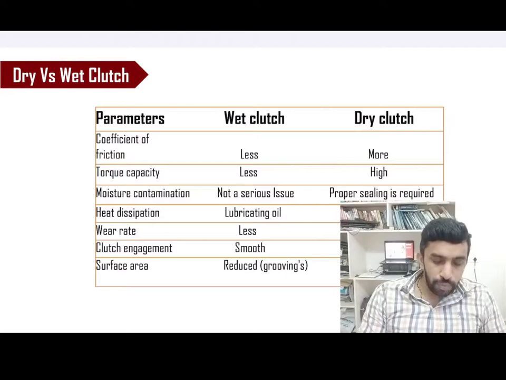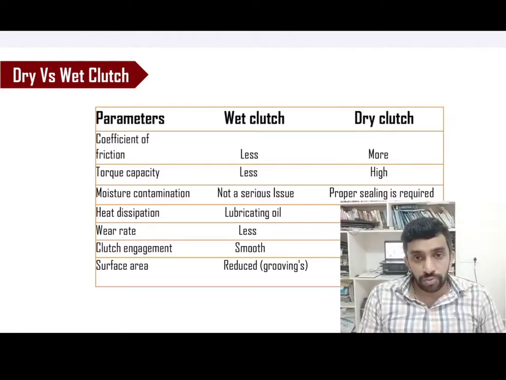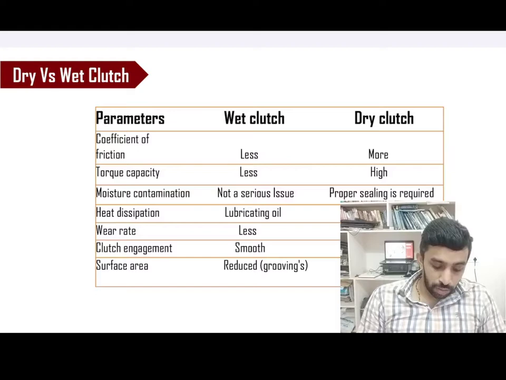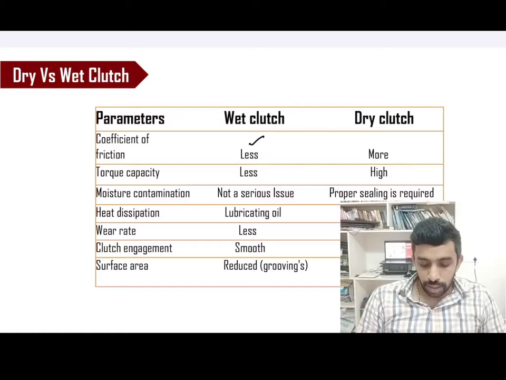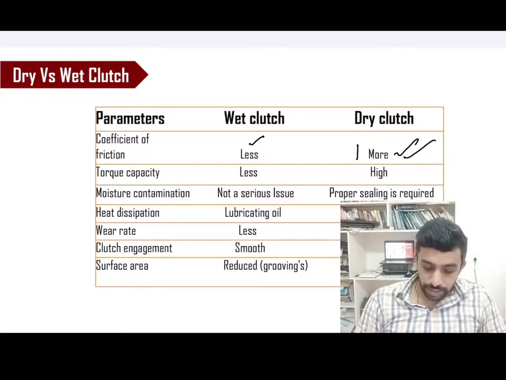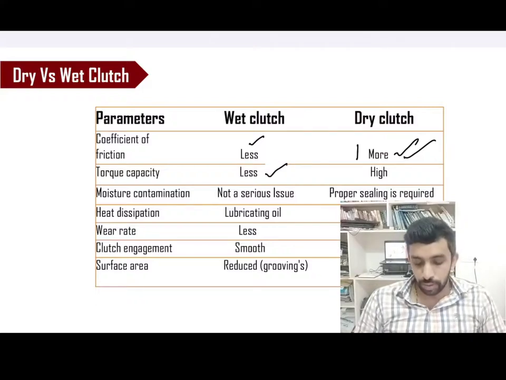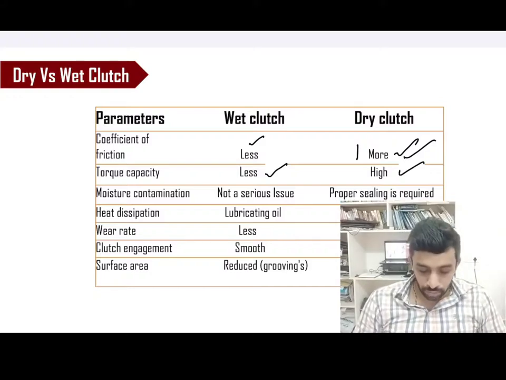So these are the differences between dry as well as wet clutches, and these are the basic requirements of a clutch. Now if you distinguish the capacity of dry clutch as well as the wet clutch, we can say that the coefficient of friction is less in the wet clutch, whereas in dry clutch it is somewhat high. In terms of torque carrying capacity, wet clutch has a lower capacity when compared to the dry clutch, which has higher torque carrying capacity.